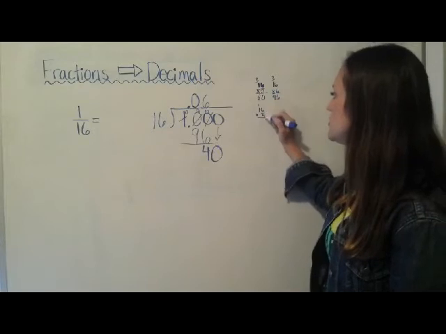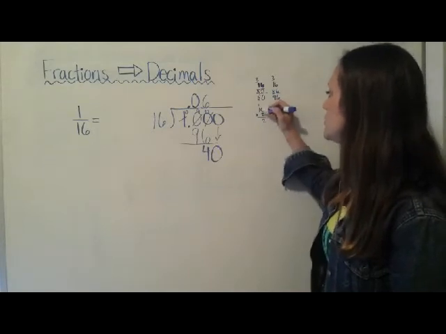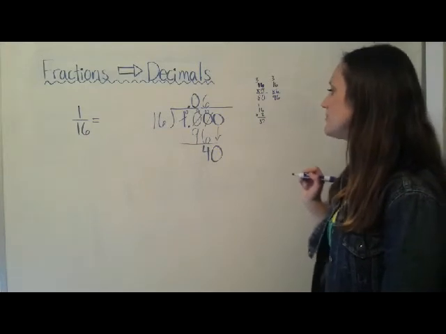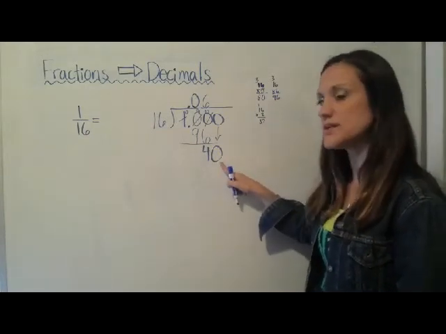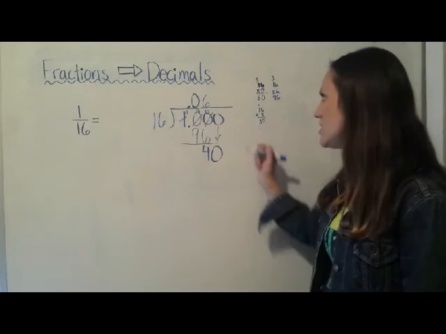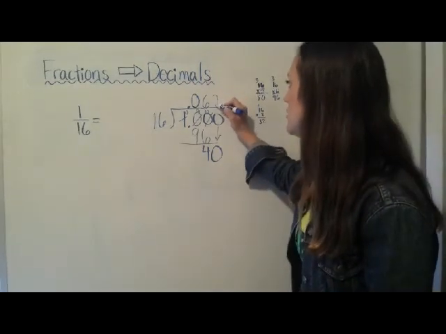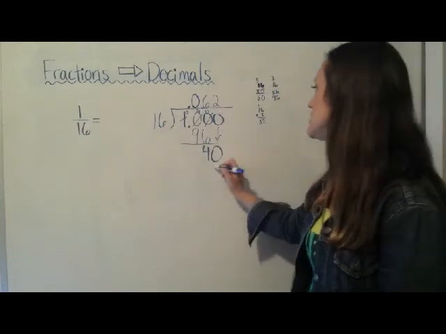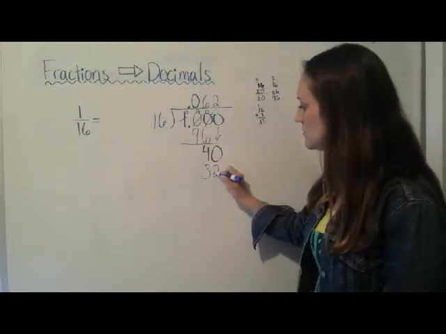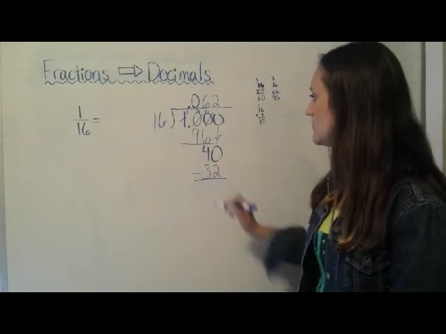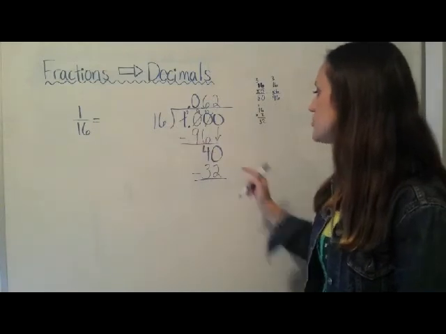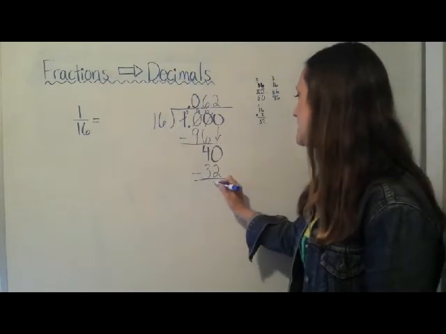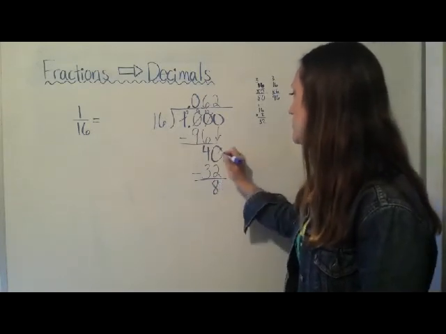6 times 2 is 12. Regroup my 1. 2 times 1 is 2. With the regrouped 1, we get 3. 32. I think that's as close as we're going to get to 40 without going over. So I will put a 2 up here into my quotient. 16 times 2 is 32. And I subtract 40 minus 32. And I know that that's 8. But I can regroup if I need to.